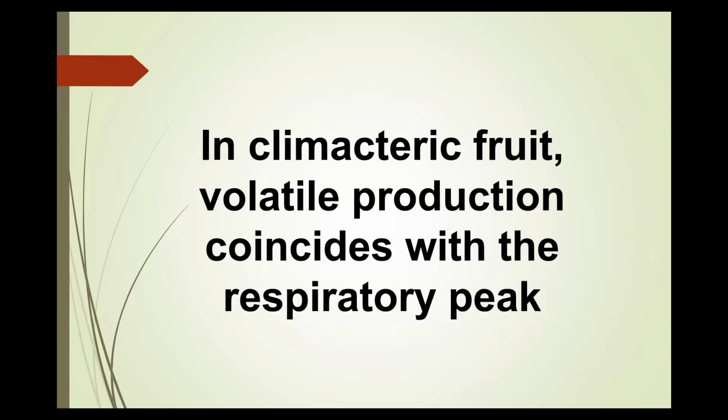In climacteric fruit, volatile production coincides with the respiratory peak. Climacteric fruit produce ethylene autocatalytically prior and during ripening. This means that the ethylene triggers the production of more ethylene from the fruit. The ethylene triggers quick ripening, and the energy needed for this process is provided by an increased respiration rate, which we call the climacteric.